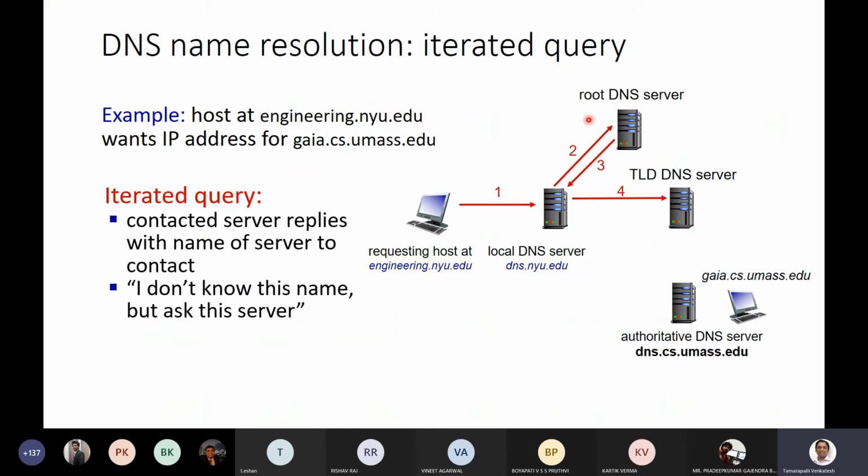Then the local DNS server again issues a query to the TLD server, shown as query number 4, and the TLD DNS server gives a response, shown as number 5, which will point you to the authoritative DNS server, which will ultimately give you the IP address corresponding to gaia.cs.umass.edu.